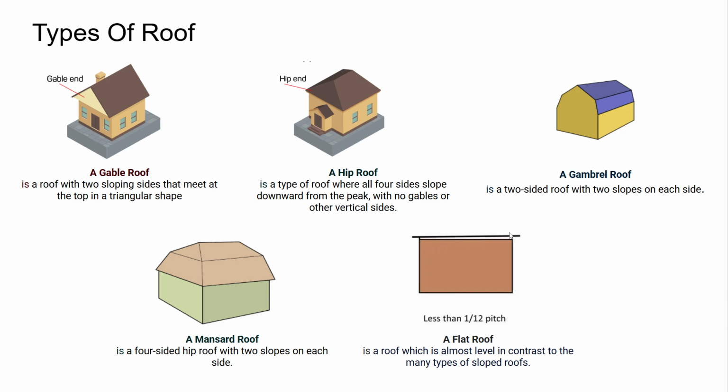And the other one that's fairly common is a flat roof. There's always some pitch to it. You have to have water come off of it somehow. So this shows a very light pitch. It's usually less than 1 inch on every 12 inches. Okay, 1 on 12 pitch. Okay, and so it's almost flat.